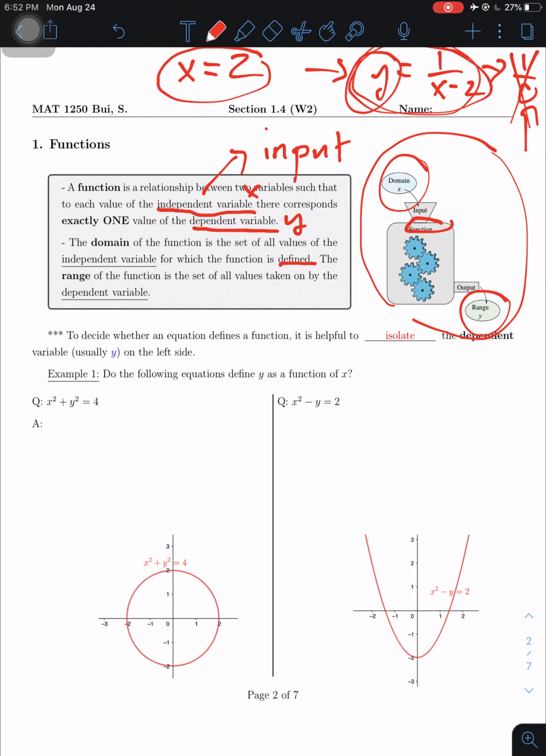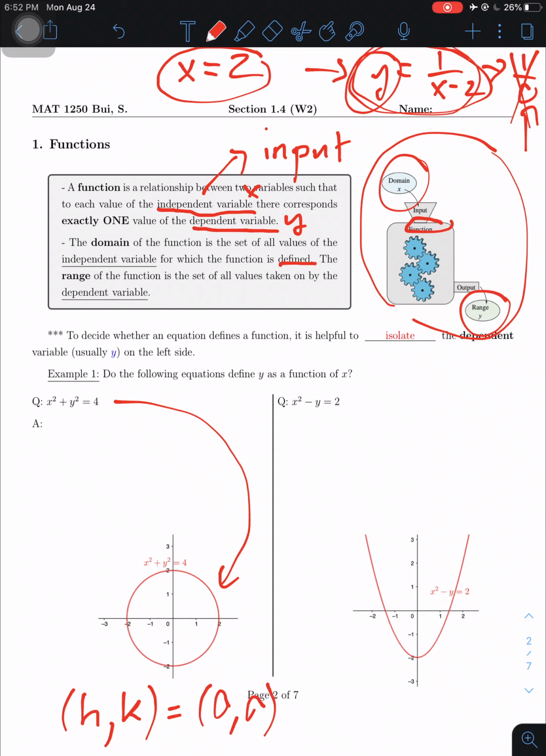Okay, let me demonstrate what I just said by doing the first example. So the question is, do the following equations define y as a function of x or not? So we have the function right here, x squared plus y squared equals 4. If you recall this equation from 1.2, you can tell me right away that it looks like a circle. Okay, and if you remember how to identify the radius and the center of this equation, there's no number next to x squared and there's no number next to y squared. That means that h and k, the center in here, is 0, 0.